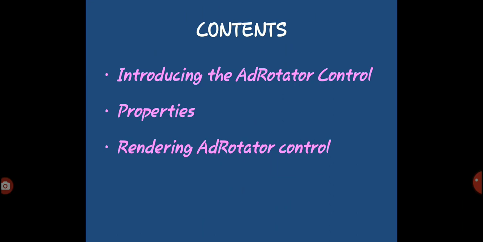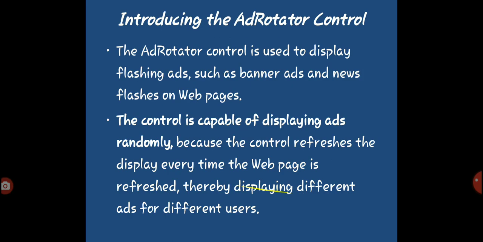And these are the contents of our presentation. First we see about the ad rotator control, then we see the properties of the control, then we see a small coding example for rendering this ad rotator control. So what is this ad rotator control?